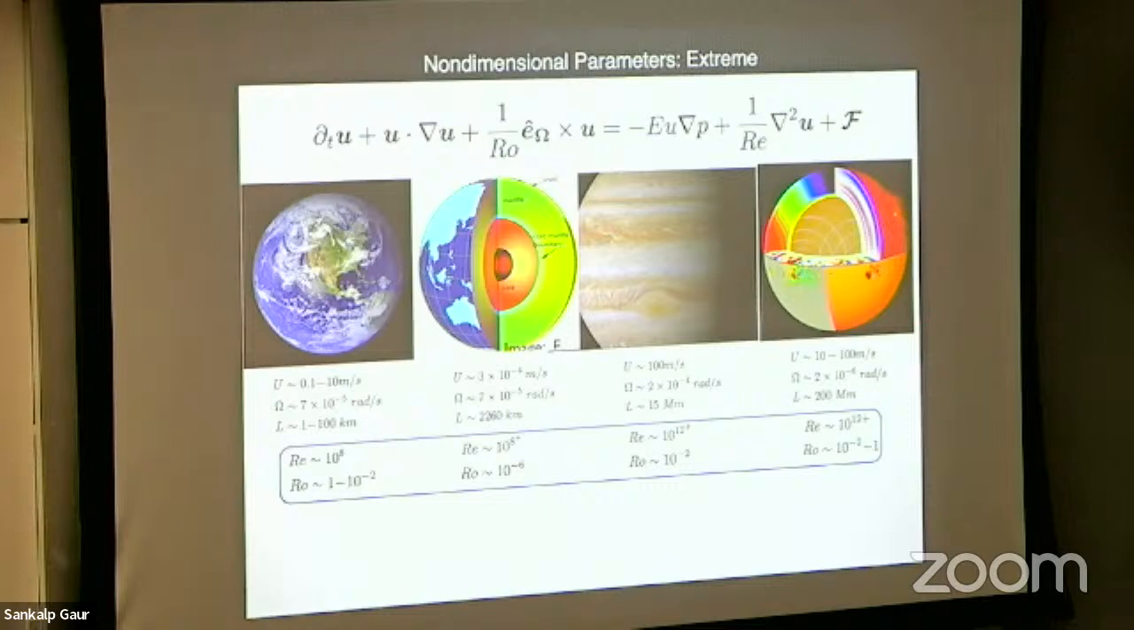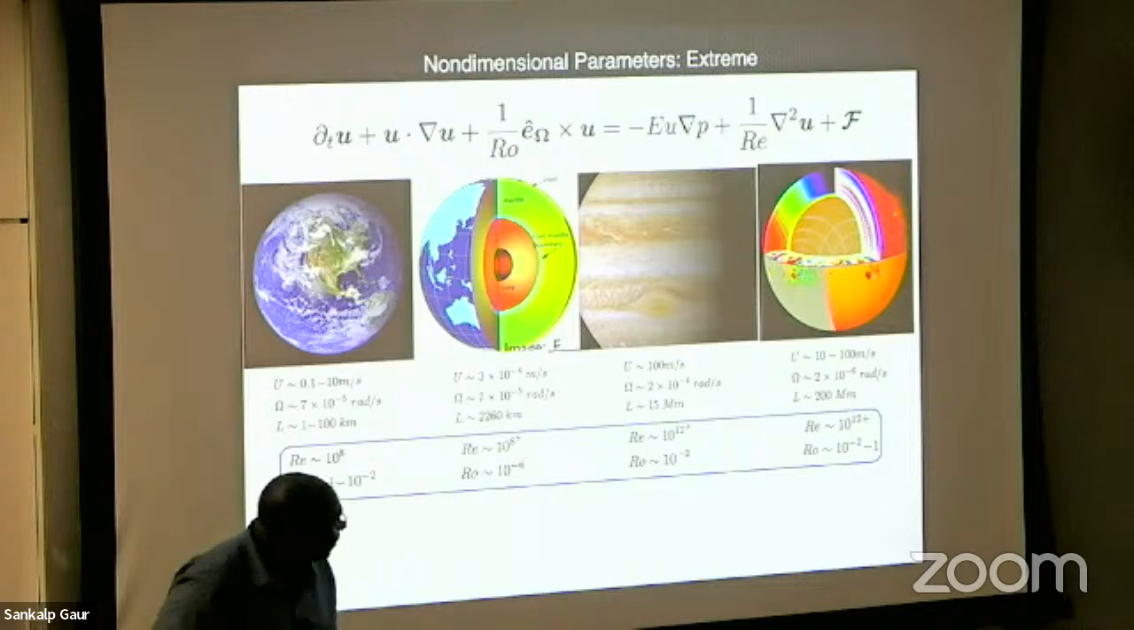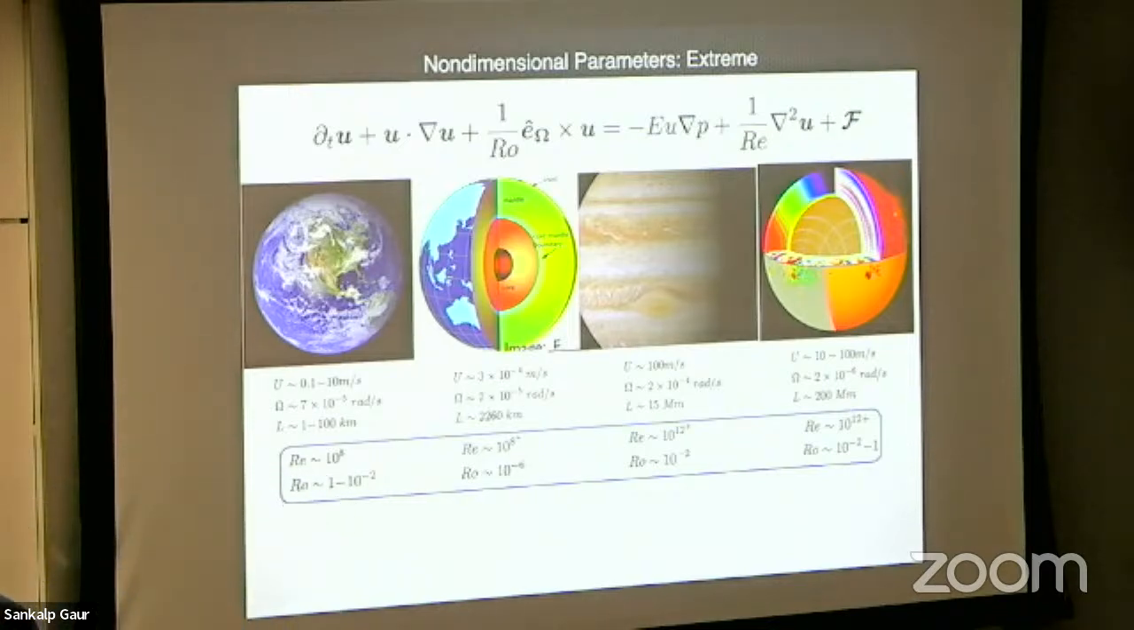Okay, and if you're in the sun, depending on what you believe, whether you're at 10 or 100 meters per second, depending on what helioseismology is telling us, you can get that it can be small, up to order one there. Okay, so that's sort of that.